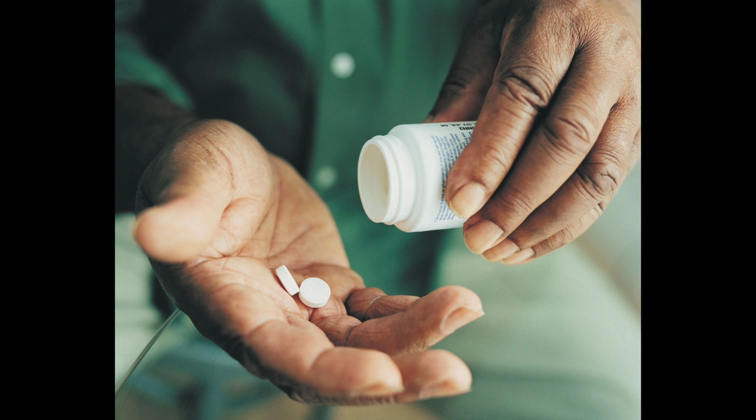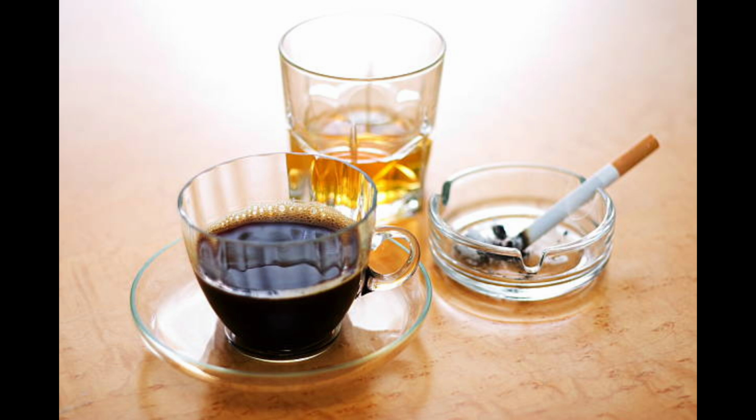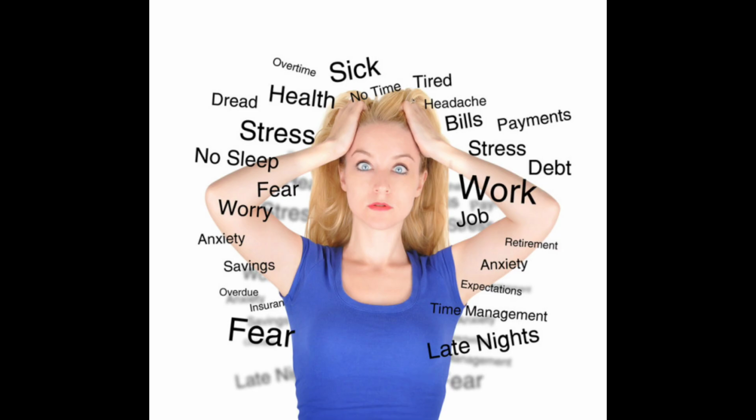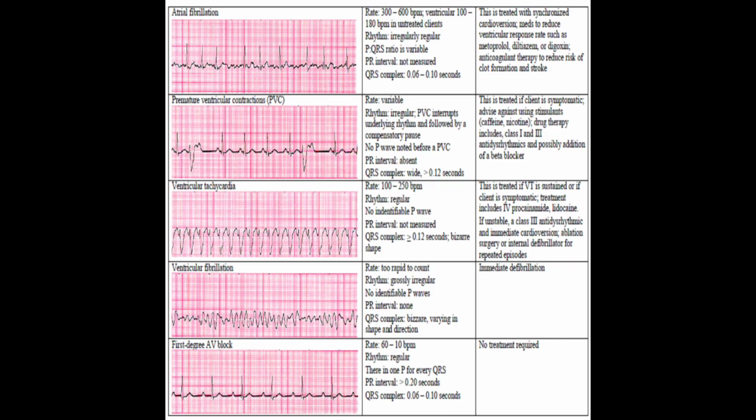Other causes include medications. Certain drugs such as beta blockers, stimulants, and even some over-the-counter meds can impact heart rhythm. Excessive caffeine, alcohol, or drug use can also trigger irregular heartbeats. And lastly, stress and anxiety. The release of stress hormones like adrenaline can sometimes lead to palpitations or irregular rhythms.